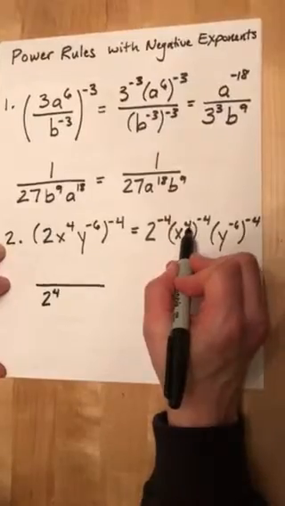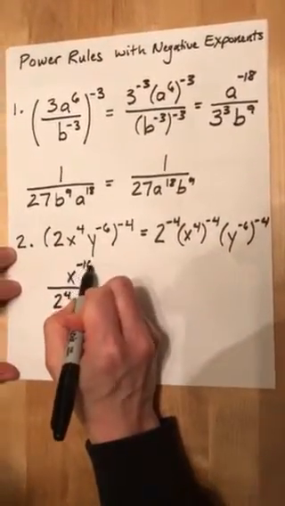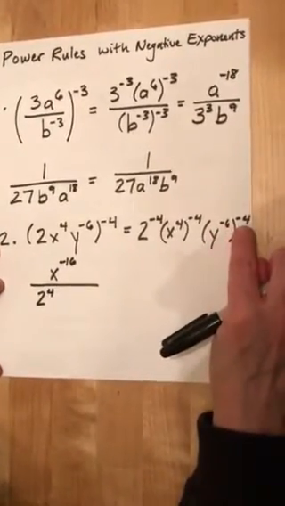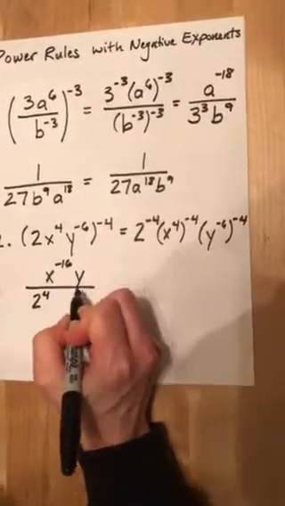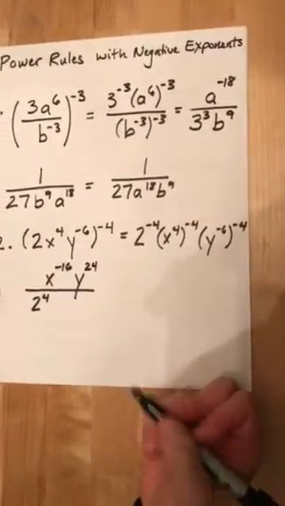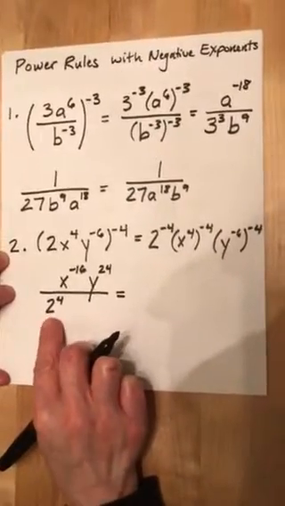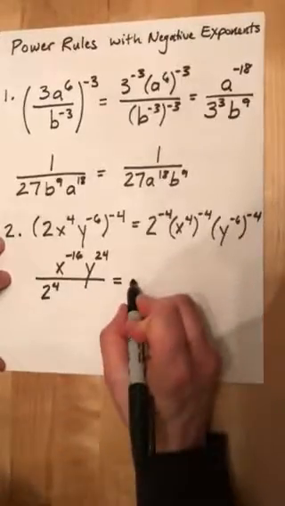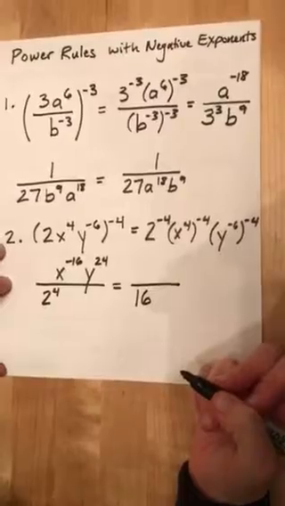Okay, here if we multiply the 4 and the negative 4, we'd have x to the negative 16th. And then here, y to the negative 6th raised to the negative 4th, we multiply those exponents and we get y to the positive 24. All right, so you'll notice we can do some simplifying. I'll start here with the 2 to the 4th. That means 2 times 2 times 2 times 2. So 4 times 4, which would be 16. I now have 16 in the denominator.